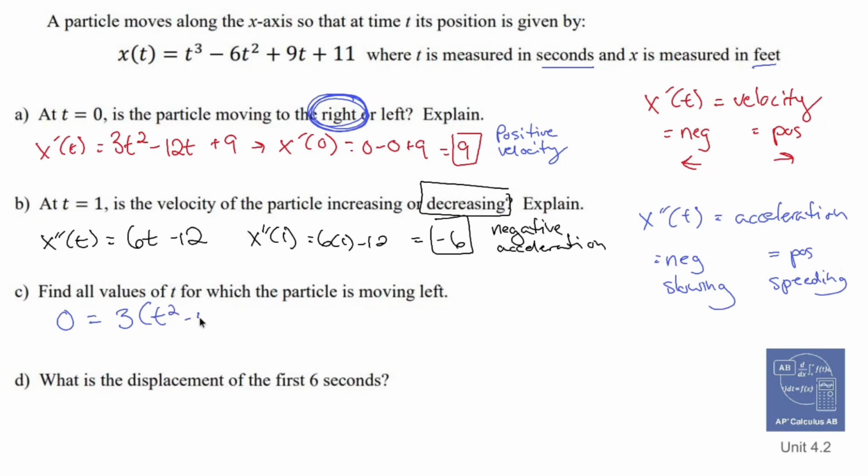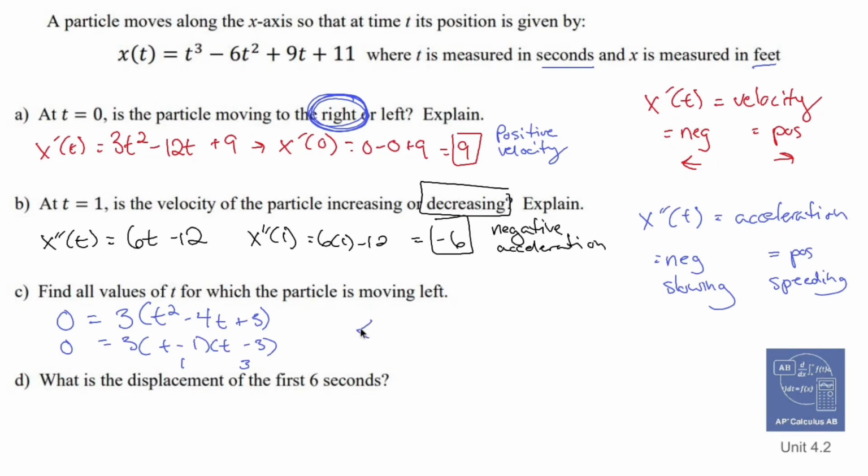t squared minus 4t plus 3. And that allows me to factor it: 0 equals 3 times (t minus 1) times (t minus 3), which means my magic numbers are 1 and 3. 1 and 3 are my critical points, which means 1 and 3 is where the velocity is 0. That means I'm stopped at that moment. So I'm expecting this guy to move from right to left to right.